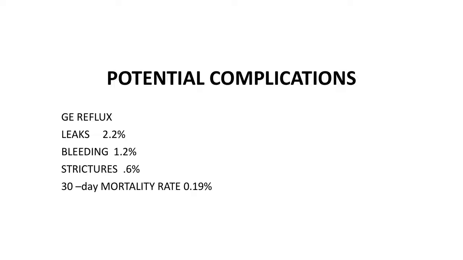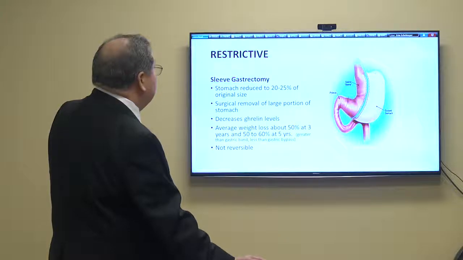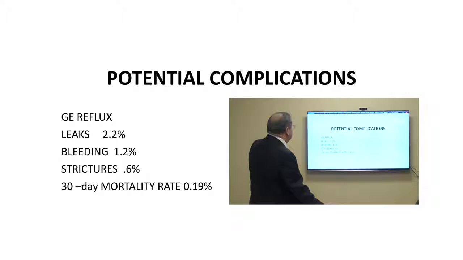Potential complications, reflux. Let me go back here. This anatomy here creates a valve that is an anti-reflux mechanism when you eat. It doesn't allow the food to come back up. Now, when you remove that piece of the stomach, then you can have reflux more frequently. Leaks, bleeding, strictures are all on the low side, comparable to any other surgery.